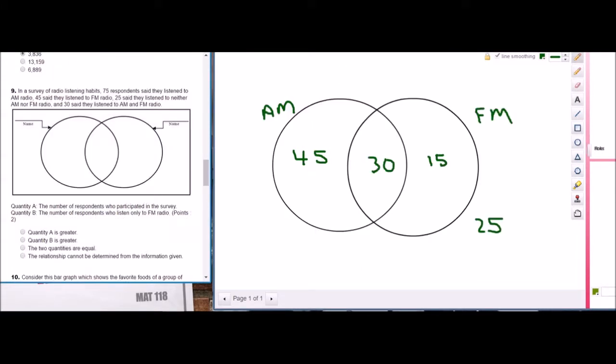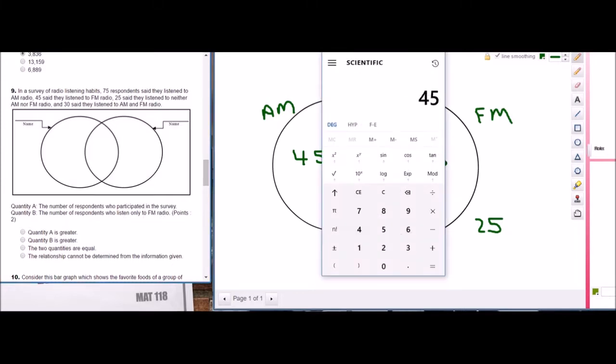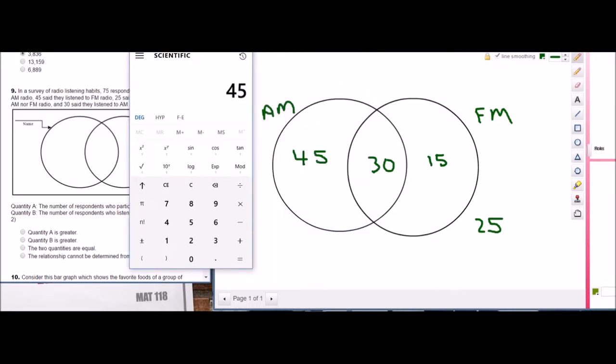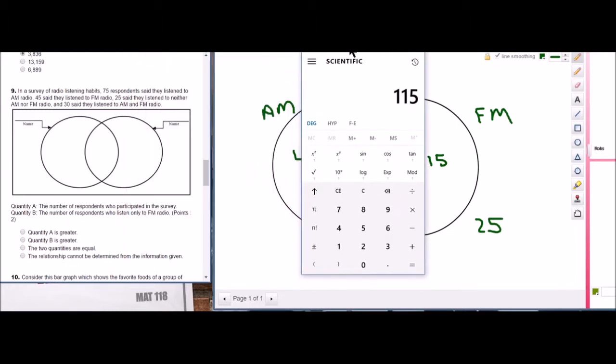So scrolling back to what we did with number 5, very similar numbers here. We already had it filled out, so if you're working through your notes, you would have it too. The number of respondents who participated in a survey. Okay, so we have to add all these up. We have 45 plus 30 plus 15 plus 25. 115 people in the survey.